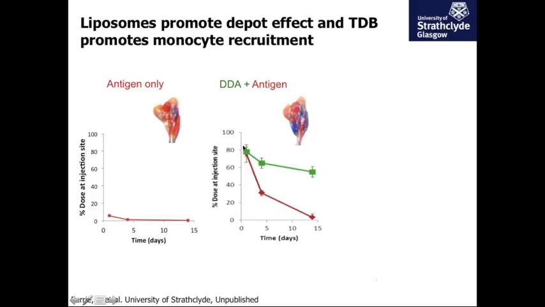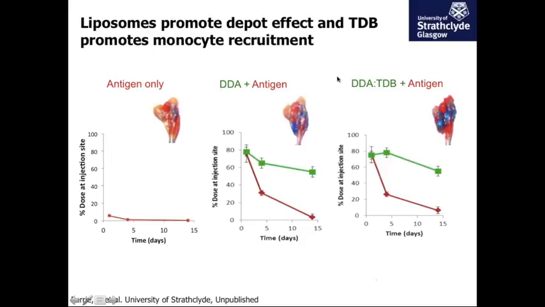They then injected the antigen in combination with the DDA, and you can see a significant increase of the retention of this antigen at the injection site, and the same as the DDA, the cationic lipid. You can also see here from the blue stain that there was significant recruitment of the immune cells. And this recruitment was enhanced even more when they combined the DDA and the antigen with the immunostimulator TDP.